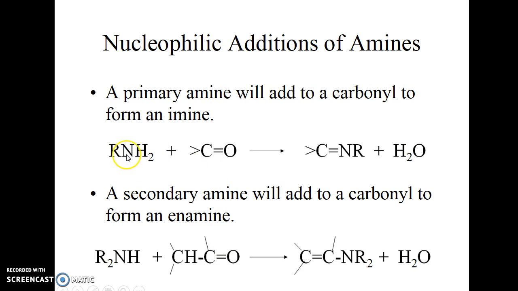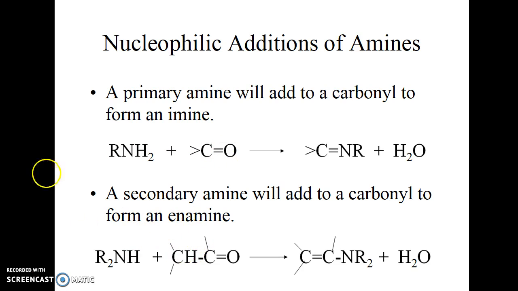When you have a primary amine, that's when there's one alkyl group on an amine, and it adds to a carbonyl, it forms what's called an imine. Basically, what happens is the two hydrogens are chopped off the amine and it's stuck on to the double bond where the oxygen used to be.